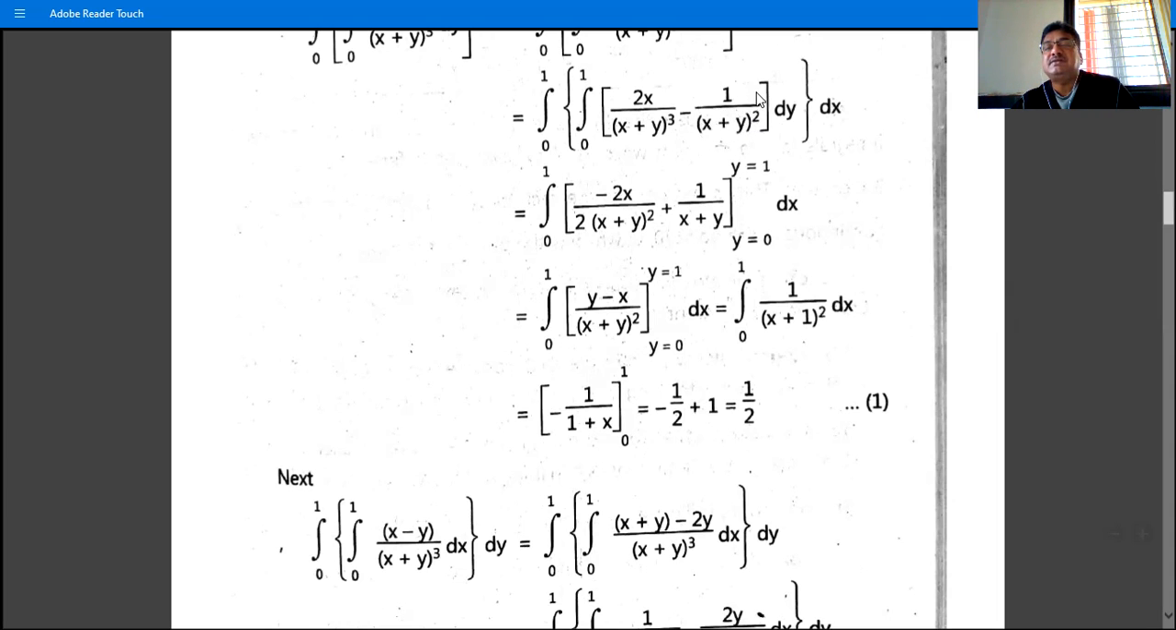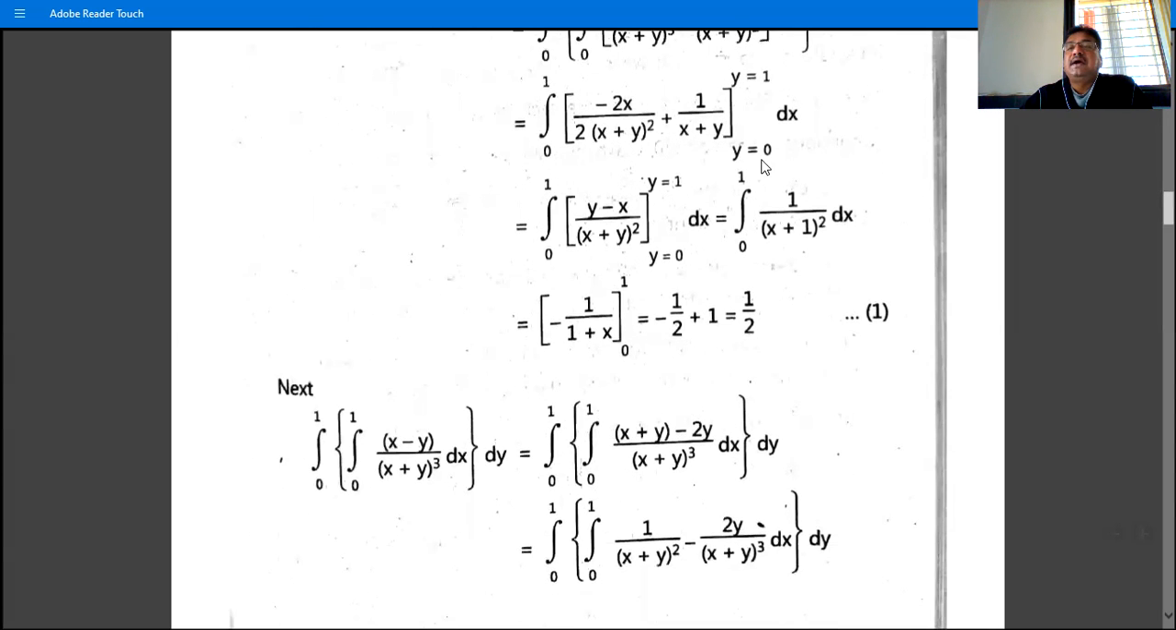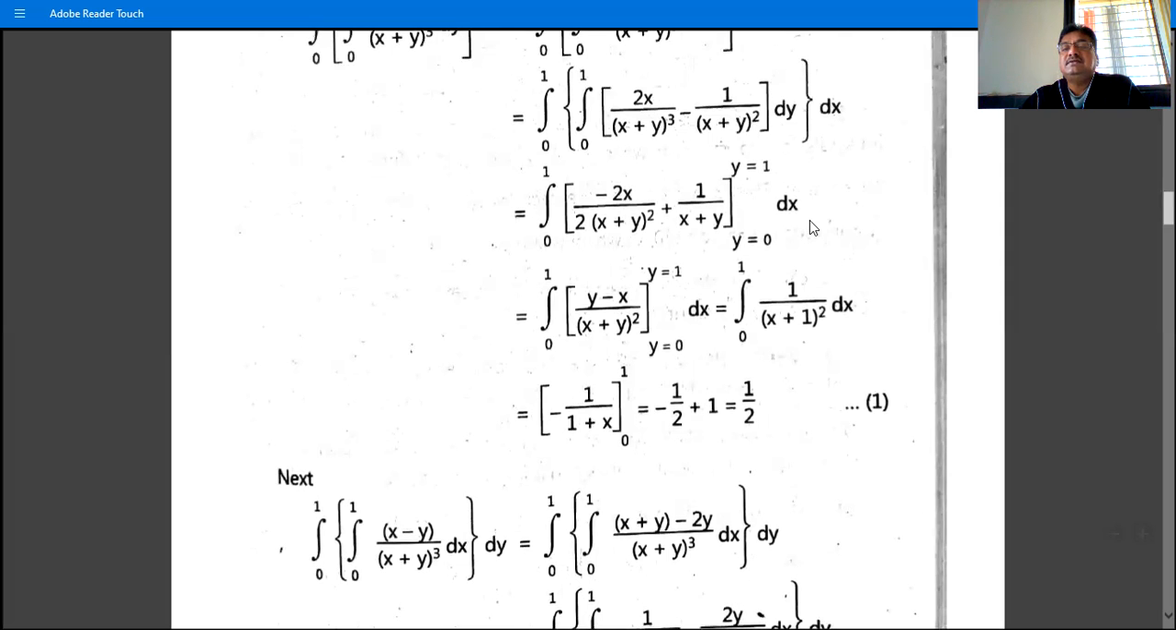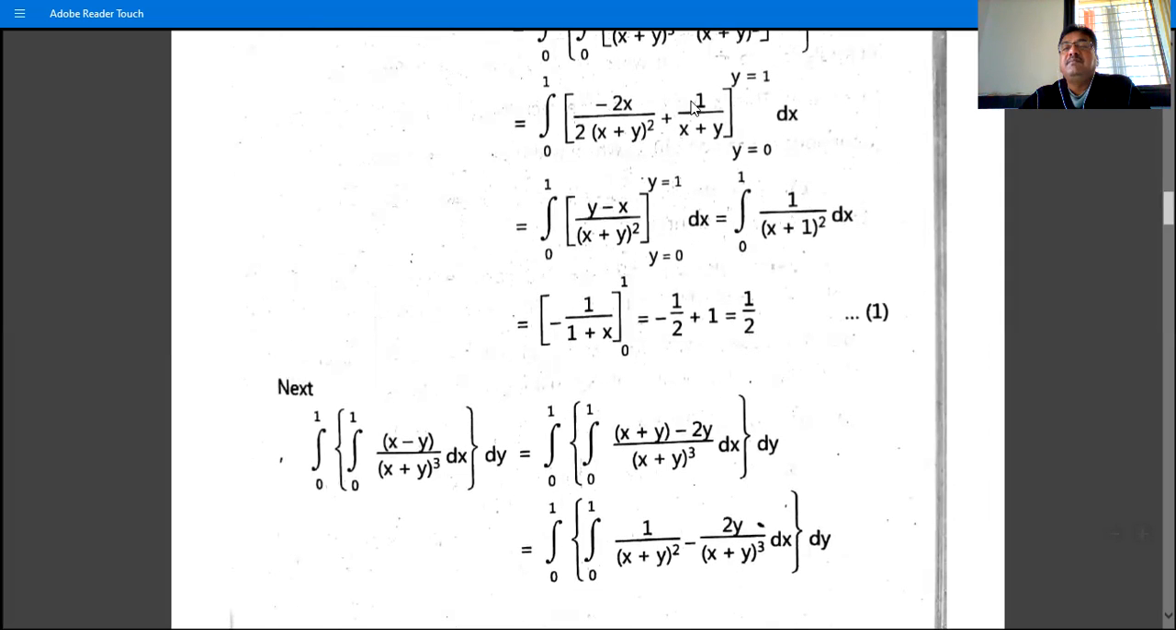That is (x plus y) raised to minus 1 divided by minus 1; minus 1 becomes plus 1, and (x plus y) raised to minus 1 means 1 by (x plus y), or the derivative of 1 by x is minus 1 by x square. So y runs from 0 to 1, dx, and then we take the value at the upper limit, substituting y as 1.